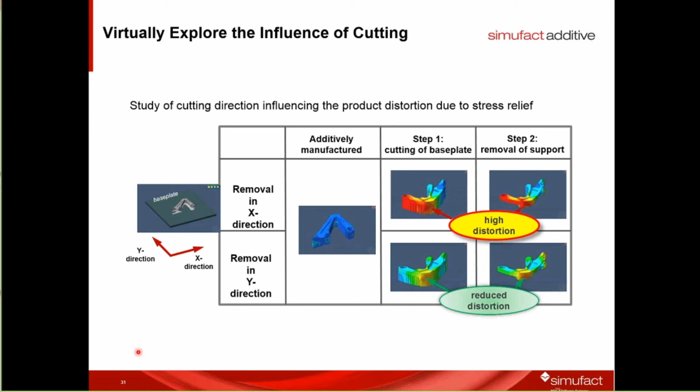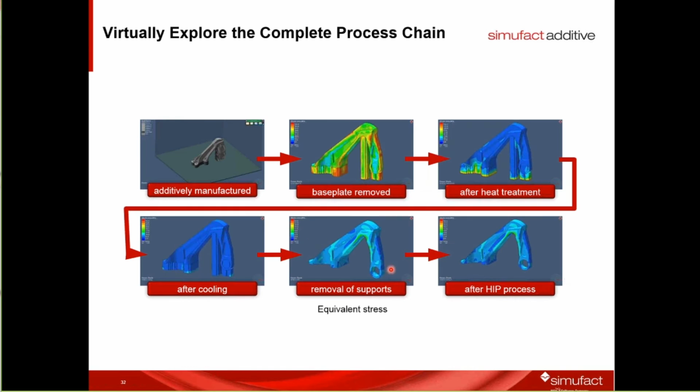And here, for this particular layup, it turned out that cutting it in the Y direction had resulted in less distortion in the part, and we can predict that with Simufact Additive. As I mentioned, we really are looking at the full process chain. So not only removing the base plate, performing some heat treatment, looking at the cooling of the process, removal of the support, doing a final HIP operation.